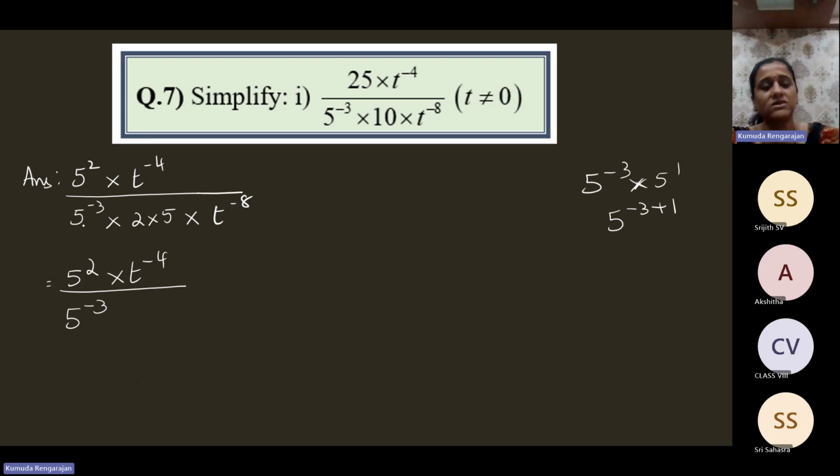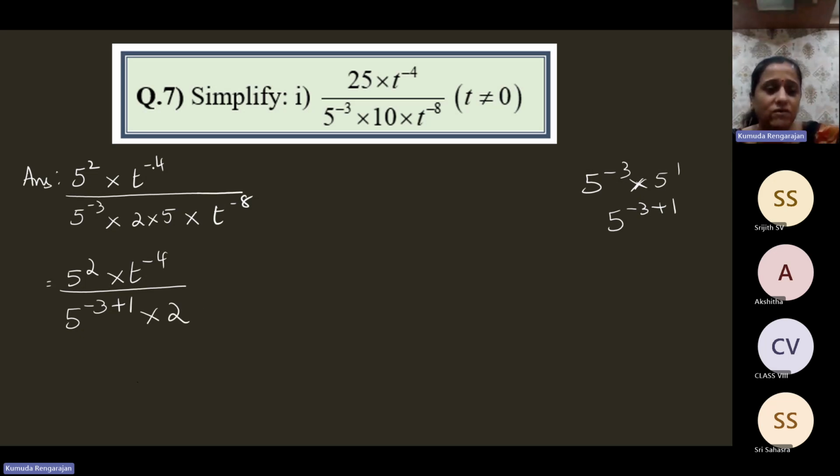I'm considering the 5s only in the denominator. 5 to the power minus 3 and 5 to the power 1. Bases are same and it's multiplication, so add the powers, plus 1. Okay, into 2, into 2.